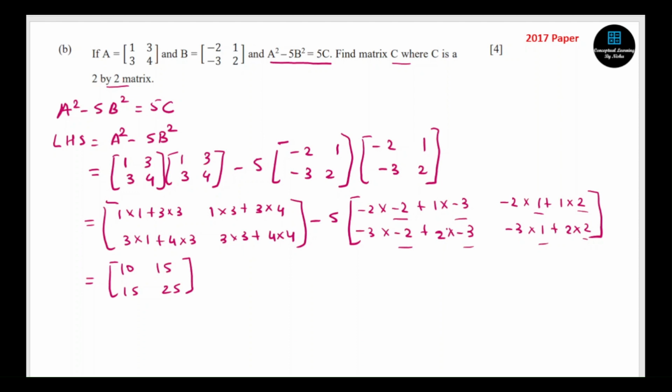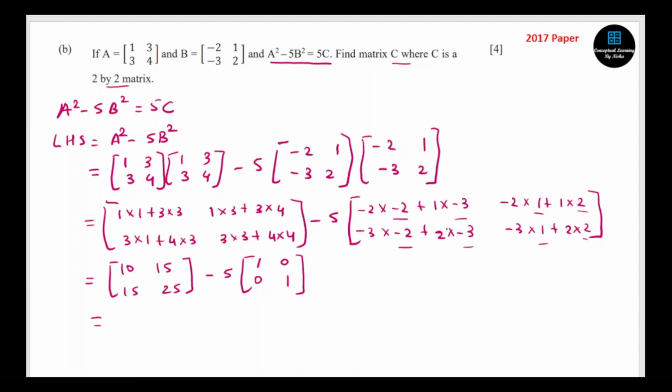Then minus 5 into... this is minus 4. Sorry, plus 4 minus 3. I'll get 1. Then this is minus 2 plus 2, I'll get 0. Here it is plus 6 minus 6, 0, and this is going to be minus 3 plus 4, so 1. Correct. So I got the identity matrix for this.